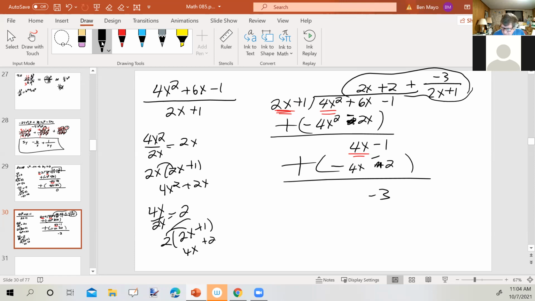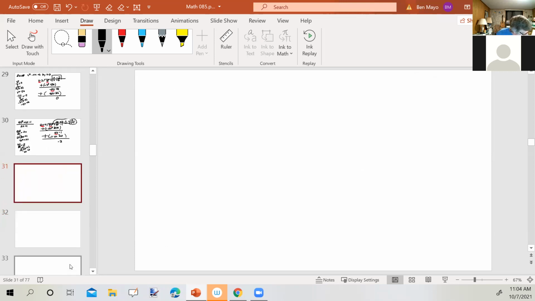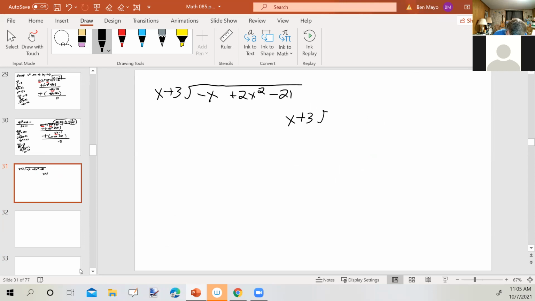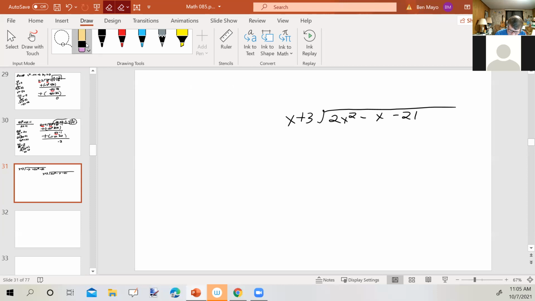All right, let's see here. Let's take a look at this one. X plus 3 divided into negative x plus 2x squared minus 21. Well, the inside, the dividend, is not in descending powers. So I'm going to rewrite this. X plus 3 outside and inside 2x squared minus x minus 21. And now we're good to go. So we're not going to use that because it wasn't in standard form. All right, our descending powers.